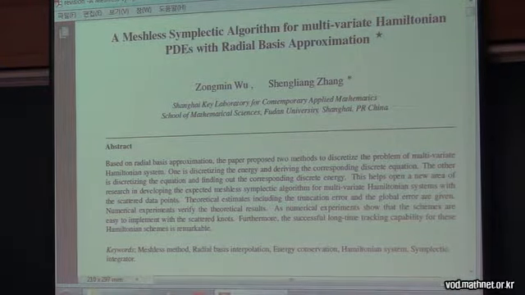Okay, now we come to the equation. It's a Hamiltonian system. The time derivative of the function u is equal to this one. P is a polynomial, and this is the gradient. For example, you can take the gradient twice and take the inner product of the two gradients, which is the Laplacian.